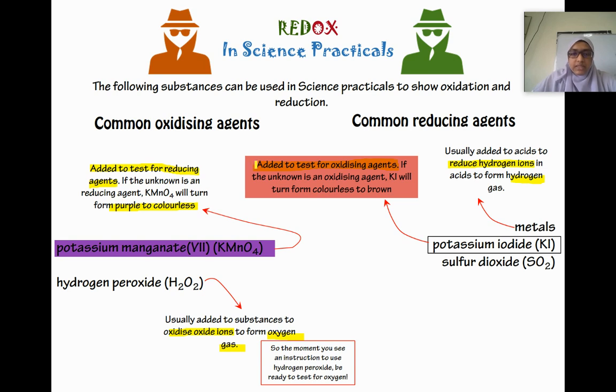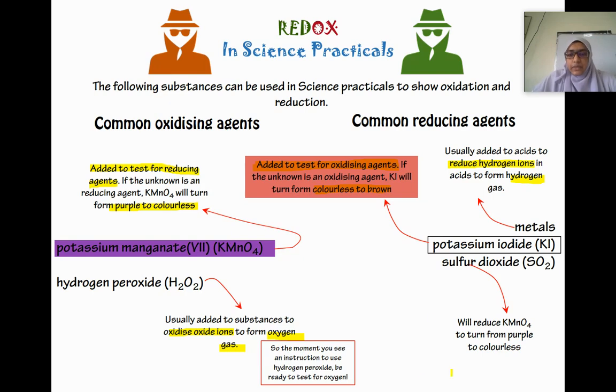Okay, potassium iodide, it is added to test for oxidizing agents. So if you add potassium iodide to substance X and it turns from colorless to brown, then you can confirm that substance X is an oxidizing agent. That's because it was able to oxidize potassium iodide. All right, so the color change is colorless to brown. That's why I put the box as brown. Okay, if you are a visual person, maybe these colors can help you to remember them.